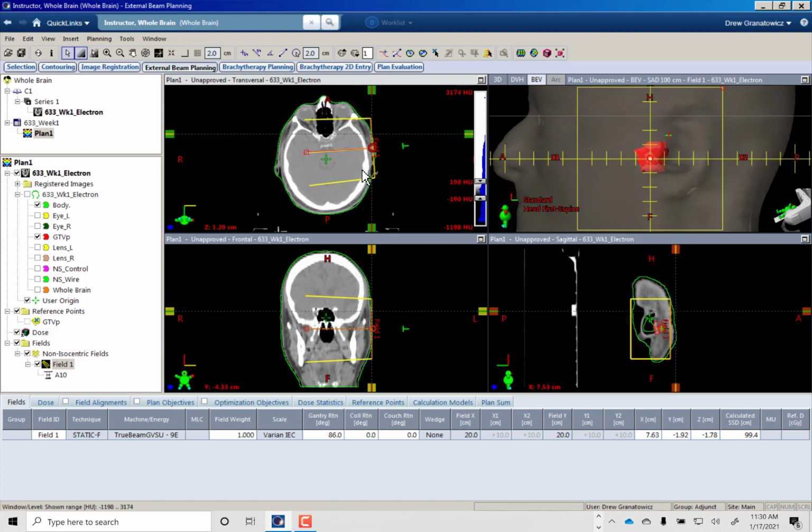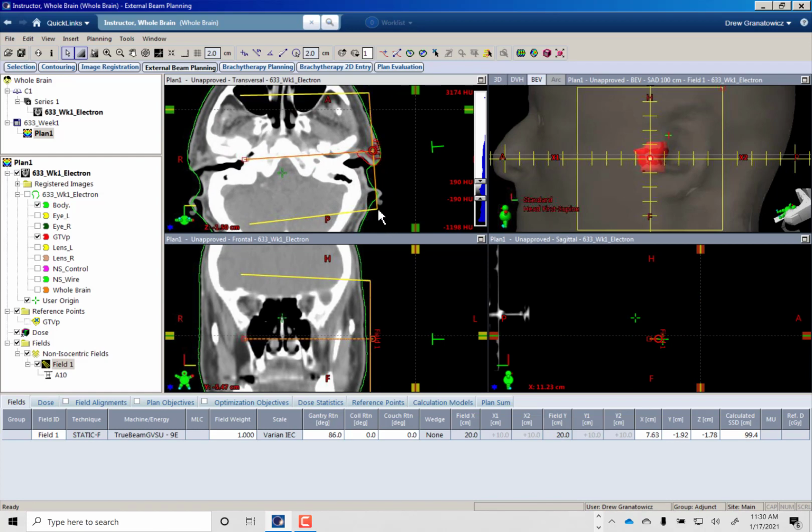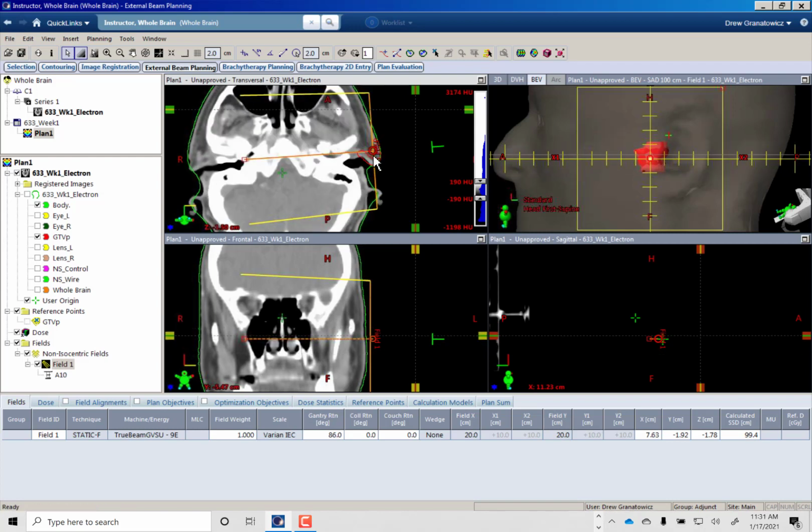So what do I mean by en face? If you draw a line that is parallel to the surface in the area of our target, so we just make a line that's parallel to the surface, we want our beam to be perpendicular to that line. So that's what en face means. So looks like we're pretty good. Our SSD did change. Let's change that back. So 100 SSD, we're en face.